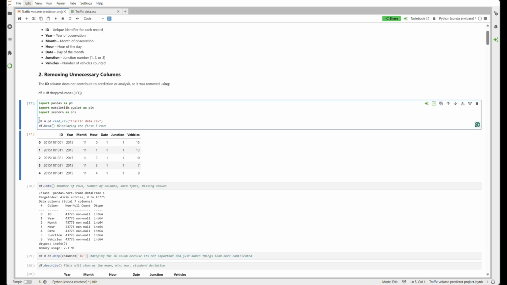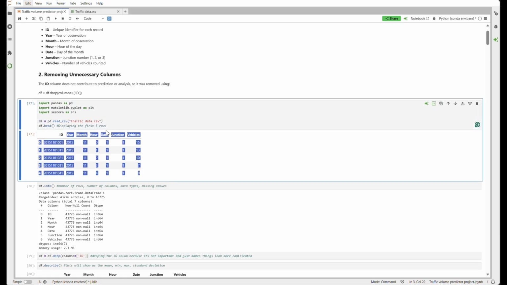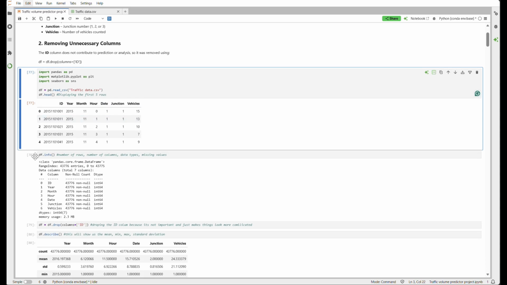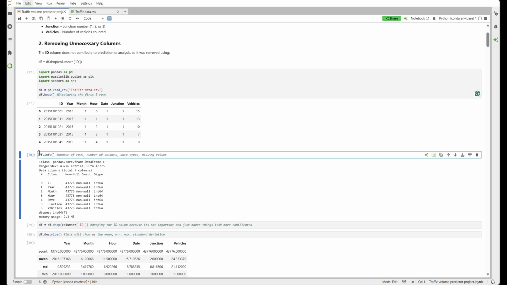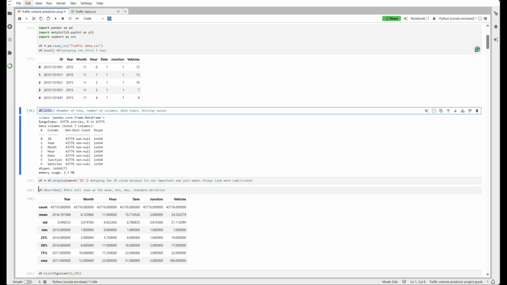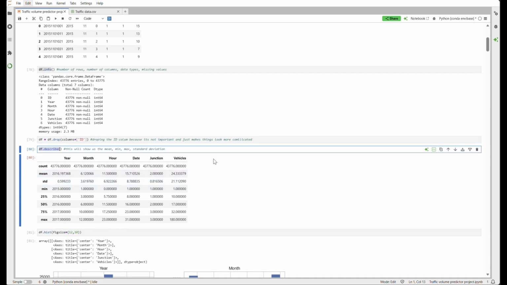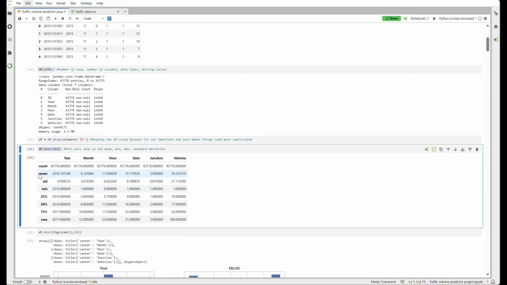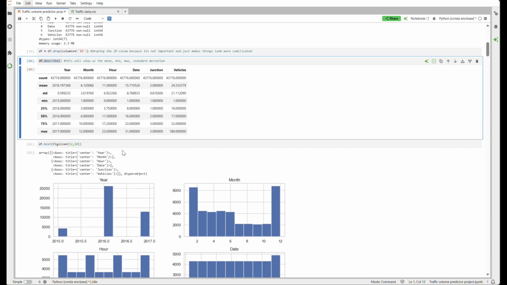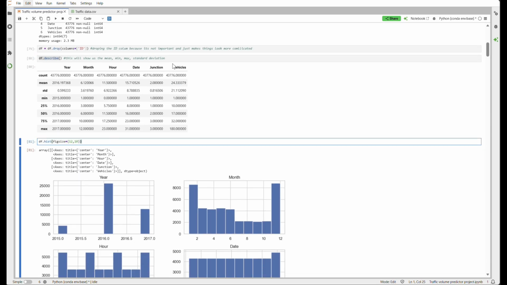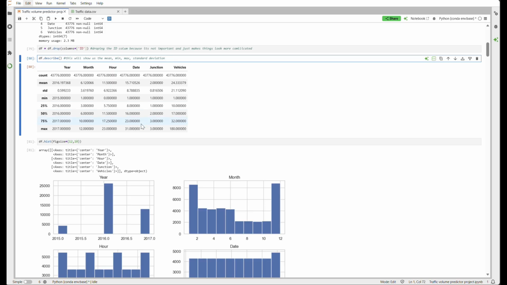After importing the libraries, I loaded the traffic dataset into a Pandas DataFrame. The dataset contained several columns, including year, month, hour, date, junction number, and vehicle count. I then inspected the dataset using functions such as head, info, and describe. These functions allowed me to examine the structure of the data, identify the number of rows and columns, check data types, and generate statistical summaries such as the mean, minimum, maximum, and standard deviation. I also checked the dataset for missing values to ensure data quality before building the prediction models.